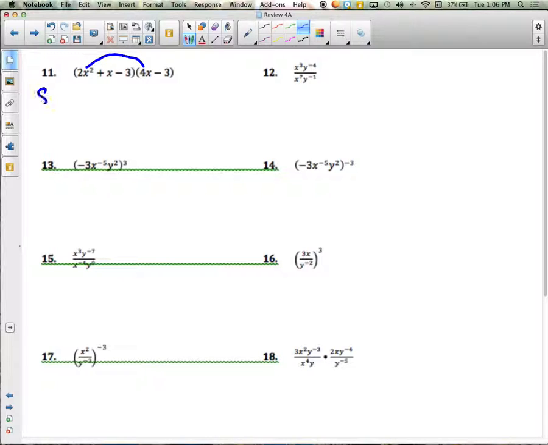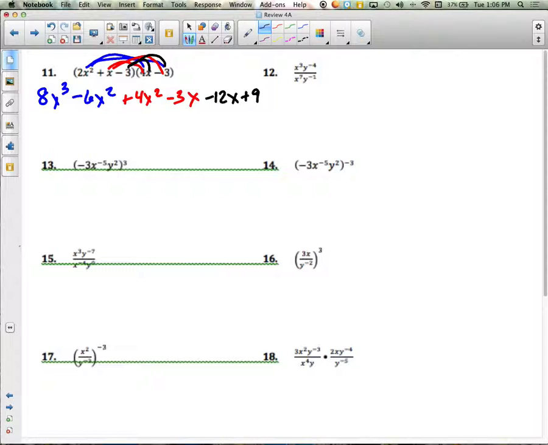That gives me 8x cubed. 2x squared times negative 3 is negative 6x squared. And then I'll take the x times 4x, and that gives me 4x squared. And x times negative 3 is negative 3x. And then we'll take the negative 3 times 4x and get negative 12x. Negative 3 times negative 3 is a positive 9.